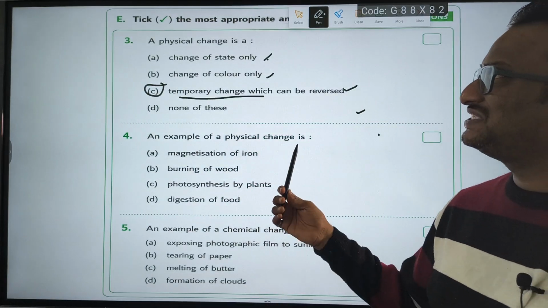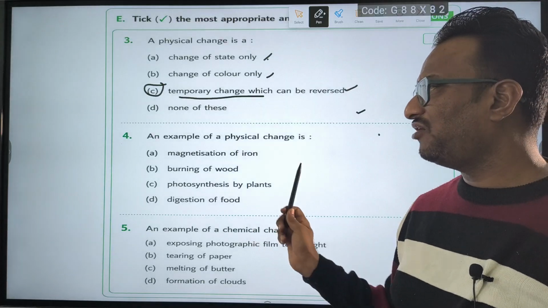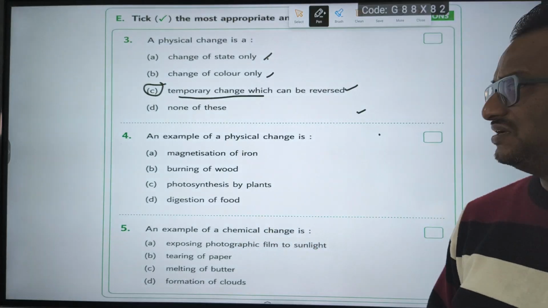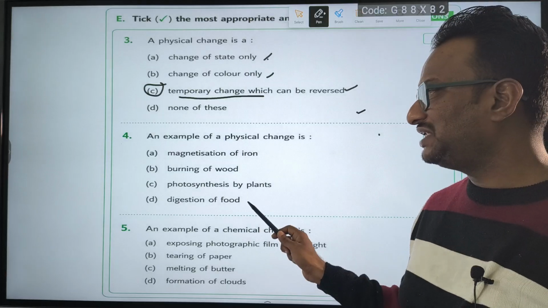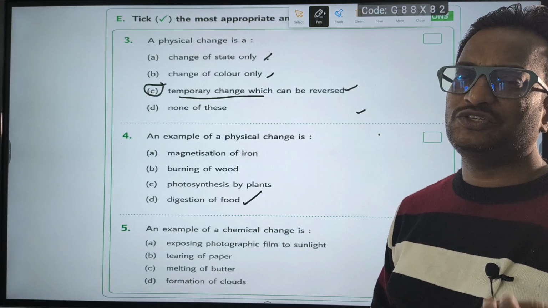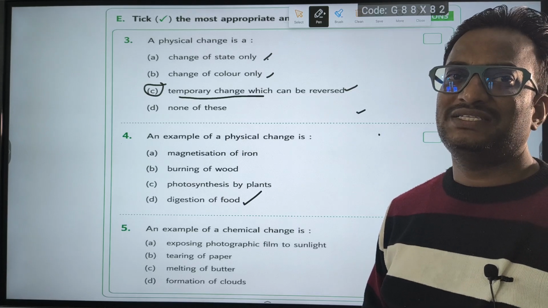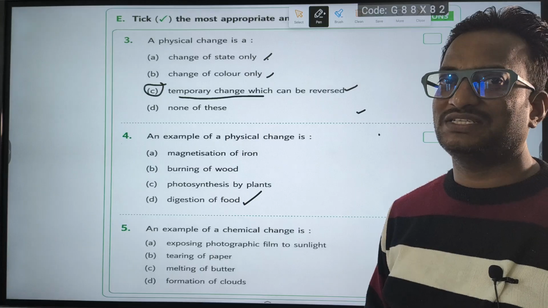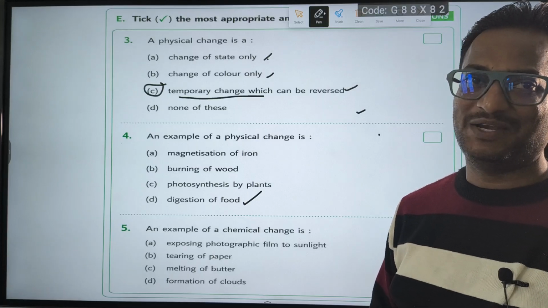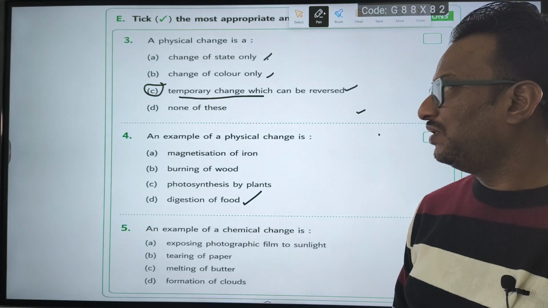An example of physical change: magnetization of iron, burning of food, photosynthesis by the plants, digestion of food. This digestion of food is a chemical change. Once you eat the food and it enters into our stomach, we cannot get back the same food, right? So it is not reversible. Physical change is actually reversible, right?